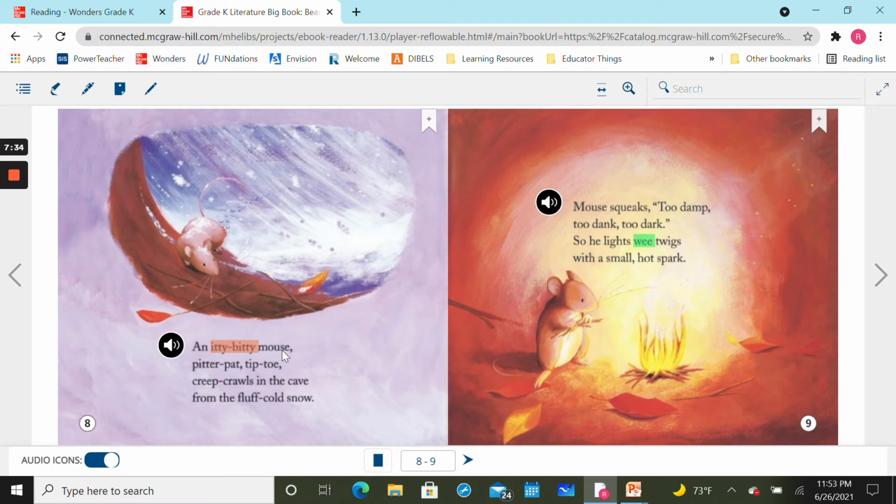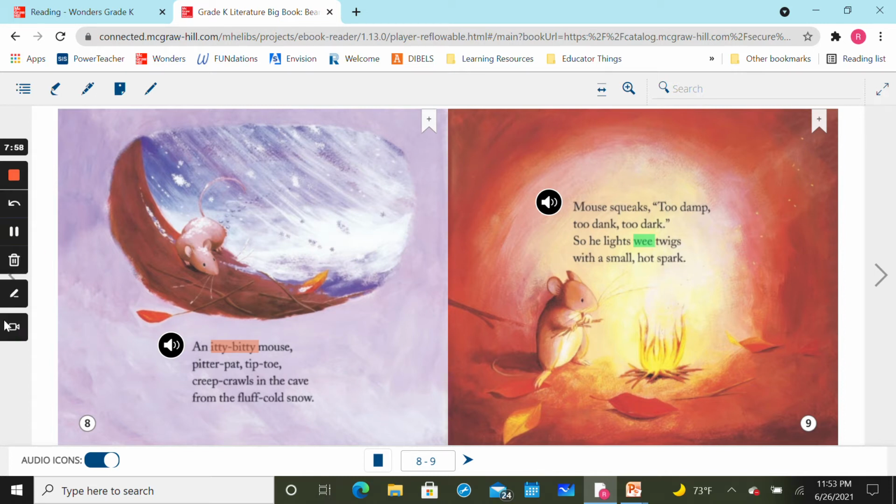An itty-bitty mouse, pitter-patter, tiptoe, creep crawls in the cave from the fluff-cold snow. Mouse squeaks, too damp, too dank, too dark. So he lights wee twigs with a small, hot spark.